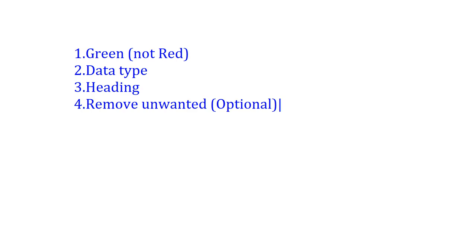There's 4 things we have to do. Right? Green-ஆ இருக்கா, டேட்டா டைப் கரெக்டா இருக்கா, ஹெட்டிங் கரெக்டா இருக்கா, அன்வான்டட்லாம் ரிமூவ் பண்ணிக்கலாம். இதுதான் நம்ம பார்க்க போறோம். This is what we are going to see here. Okay, how to see this, how to use this. இது எப்படி பார்க்கறது, எப்படி யூஸ் பண்றது, 1 by 1 பார்க்கலாம். ஃபர்ஸ்ட் எப்படி green செக் பண்றது, அப்புறம் டேட்டா டைப், அப்புறம் ஹெட்டிங், அப்புறம் ரிமூவ் அன்வான்டட். We'll see everything 1 by 1.